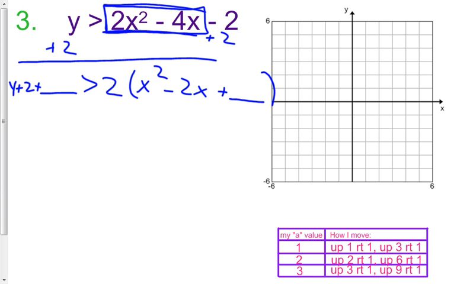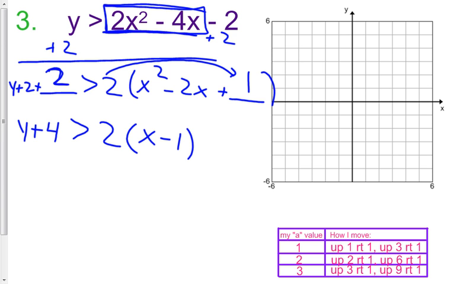All right, in the blank, I have to take b and divide it by 2 and square it. So negative 2 divided by 2 is a negative 1. A negative 1 squared is a positive 1. So if I add 1 to the right, I have to add 2 to the left, right? Because it's 2 multiplied by this 1. So if I add 1 to the right, I'm actually adding 2 to the right. If I add 2 to the right, I have to add this 2 to the left. So now I have y plus 4 on the left. That's greater than 2 times the quantity x minus 1 quantity squared.